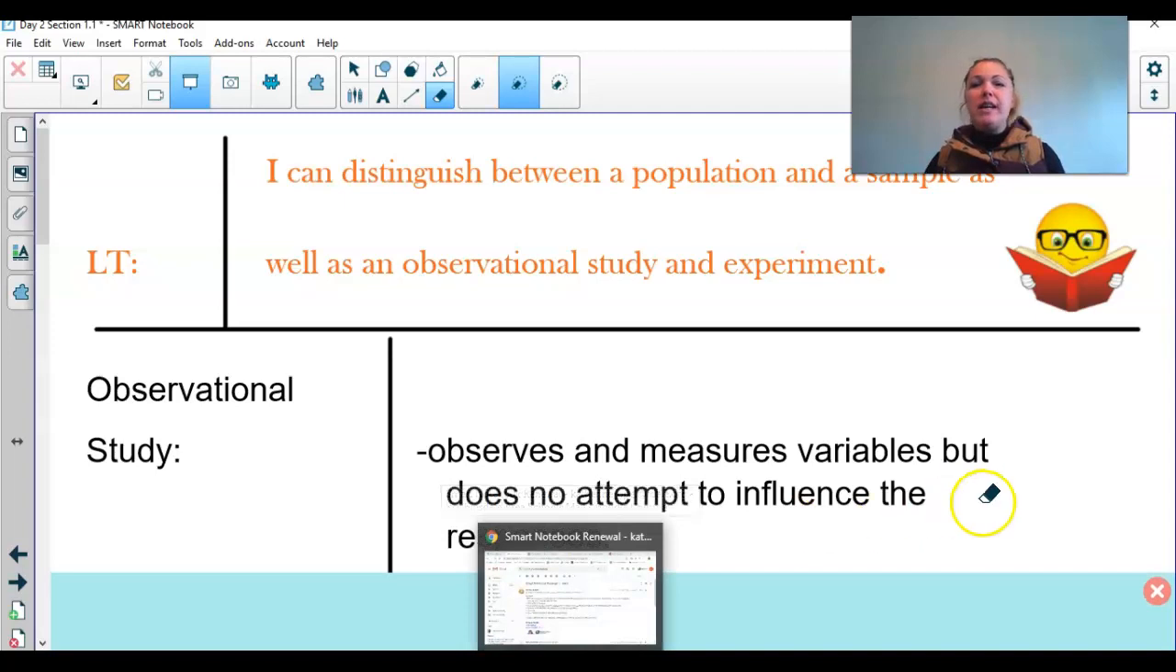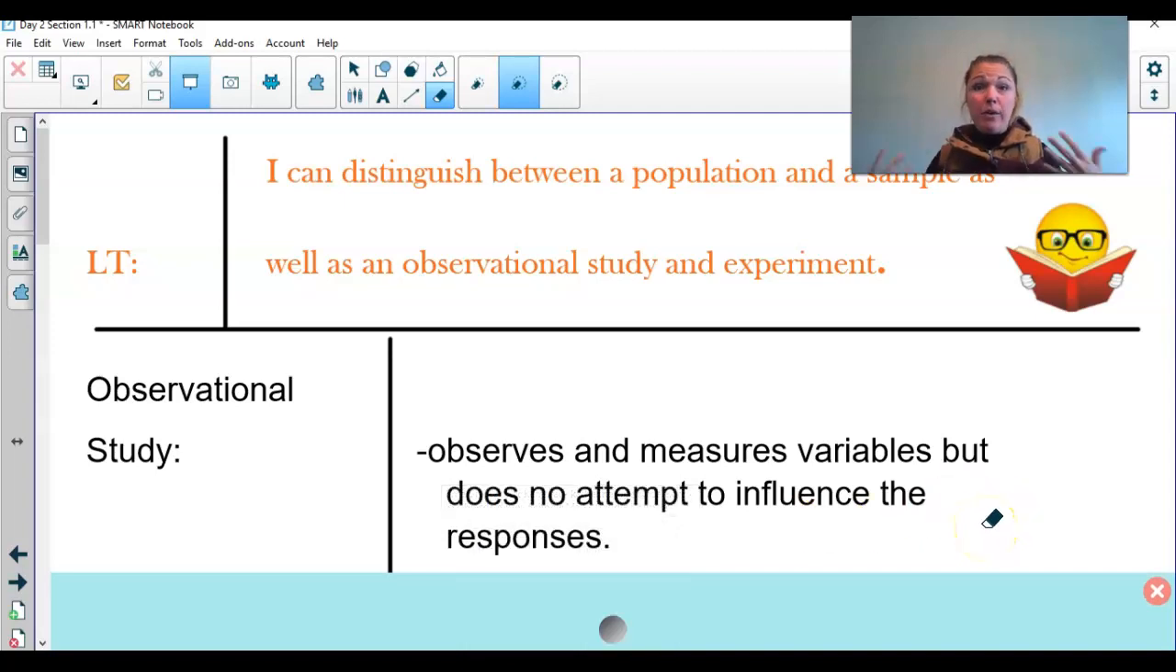An observational study is basically we want to get data, right? How are we going to get data? One way we could get data to analyze so we can draw conclusions about a population is through an observational study. And that is something that observes and measures variables, but does not attempt to influence the response. And a phrase I like to say is observe, don't disturb.